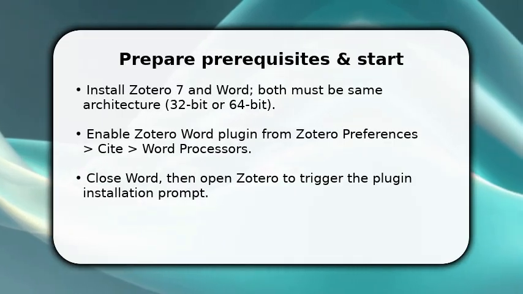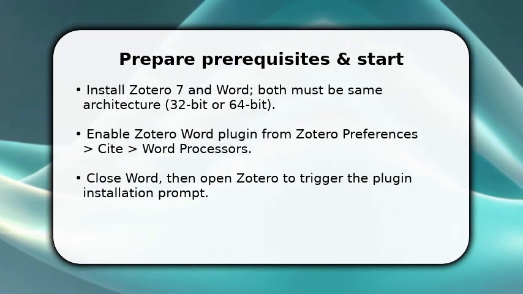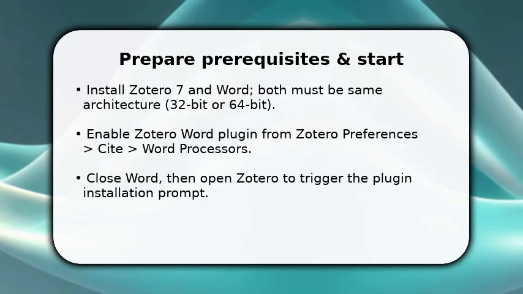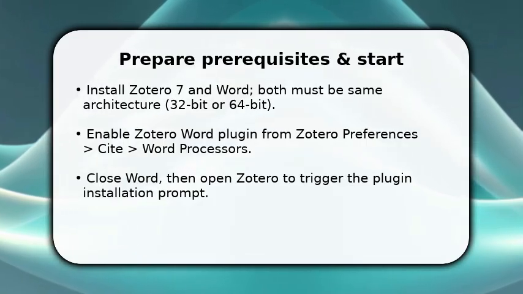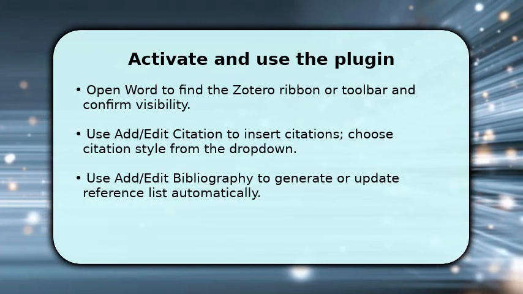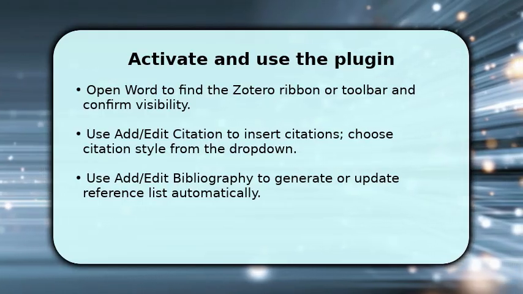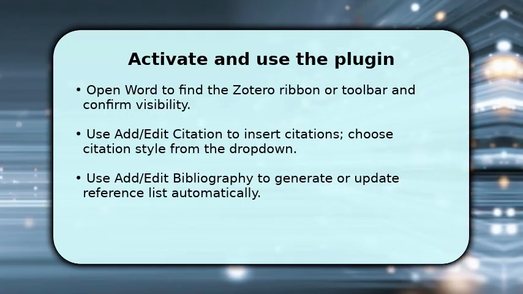If the prompt appears, Approve Installation. That installs the add-in into the Word Startup folder and prepares the toolbar for use. Now open Word and look for the Zotero ribbon or toolbar to confirm activation. You'll use Add/Edit Citation to insert references. Click it, search your library, and press Enter to insert.